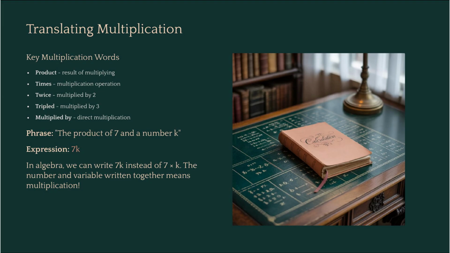When you see product, times, or phrases like twice or tripled, you know you're dealing with multiplication. If the phrase is the product of 7 and a number k, you write 7k. Remember, in algebra, we usually drop the times sign and simply place the coefficient, 7, next to the variable k.